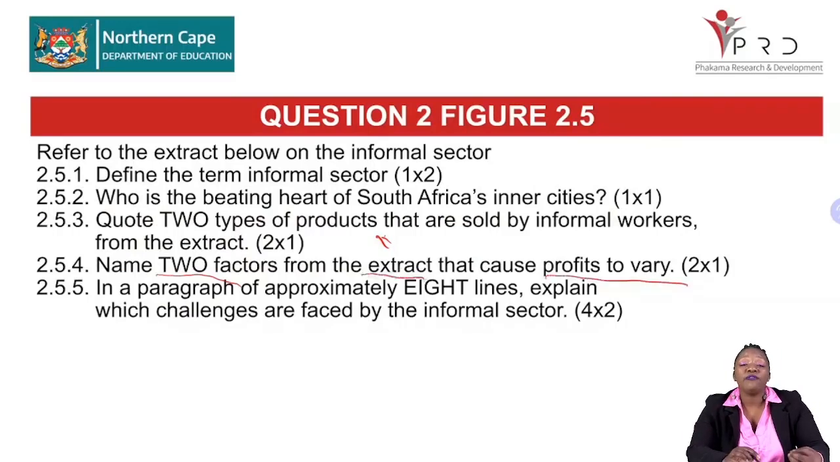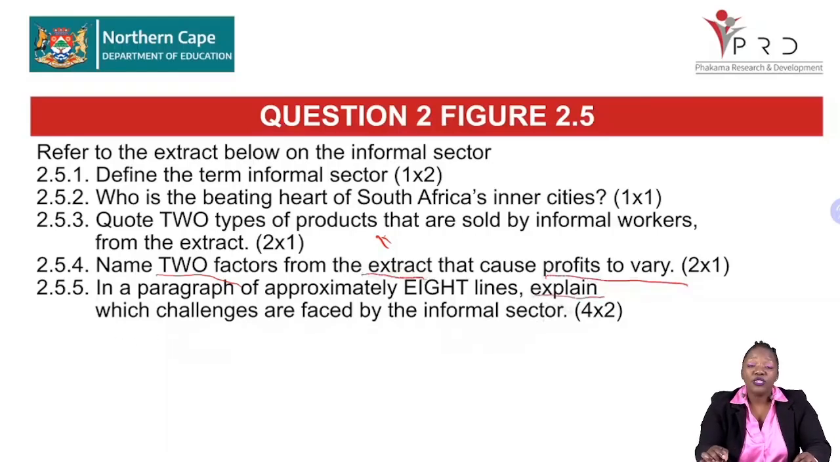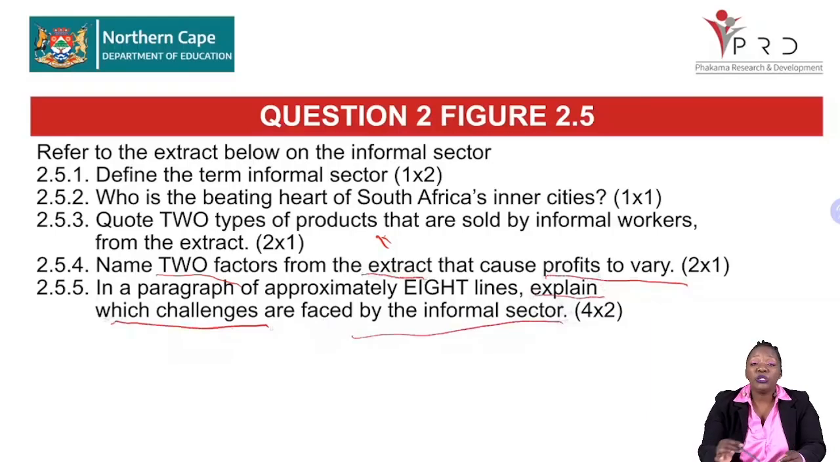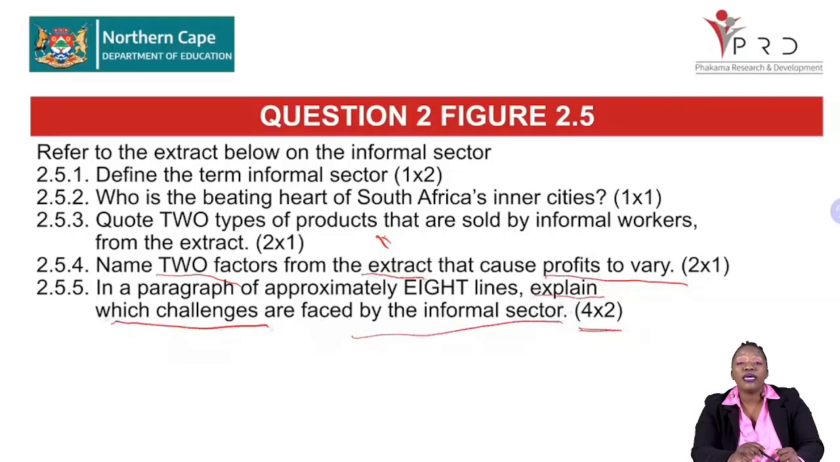Then you have that paragraph question. In your paragraph question, it says, explain which challenges are being faced by the informal sector. So no one word. You will remember in your explanation, you need to give 4 responses so that you are able to grab all that 8 marks. So you have seen the question.